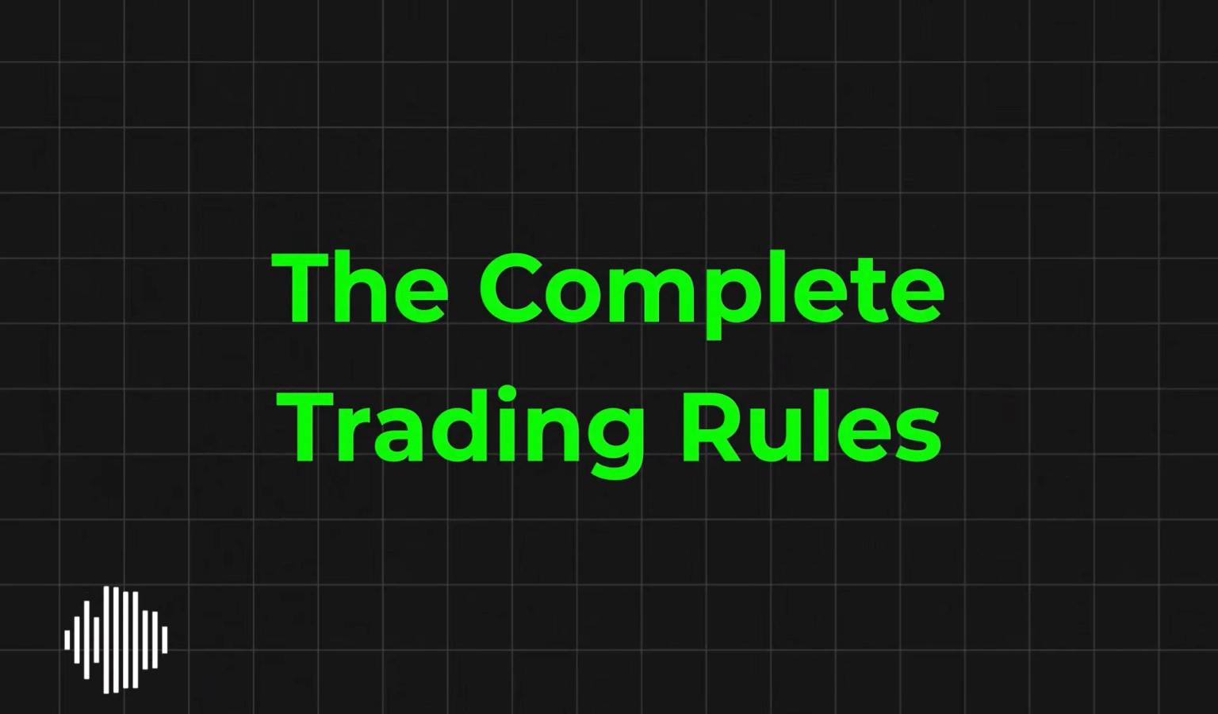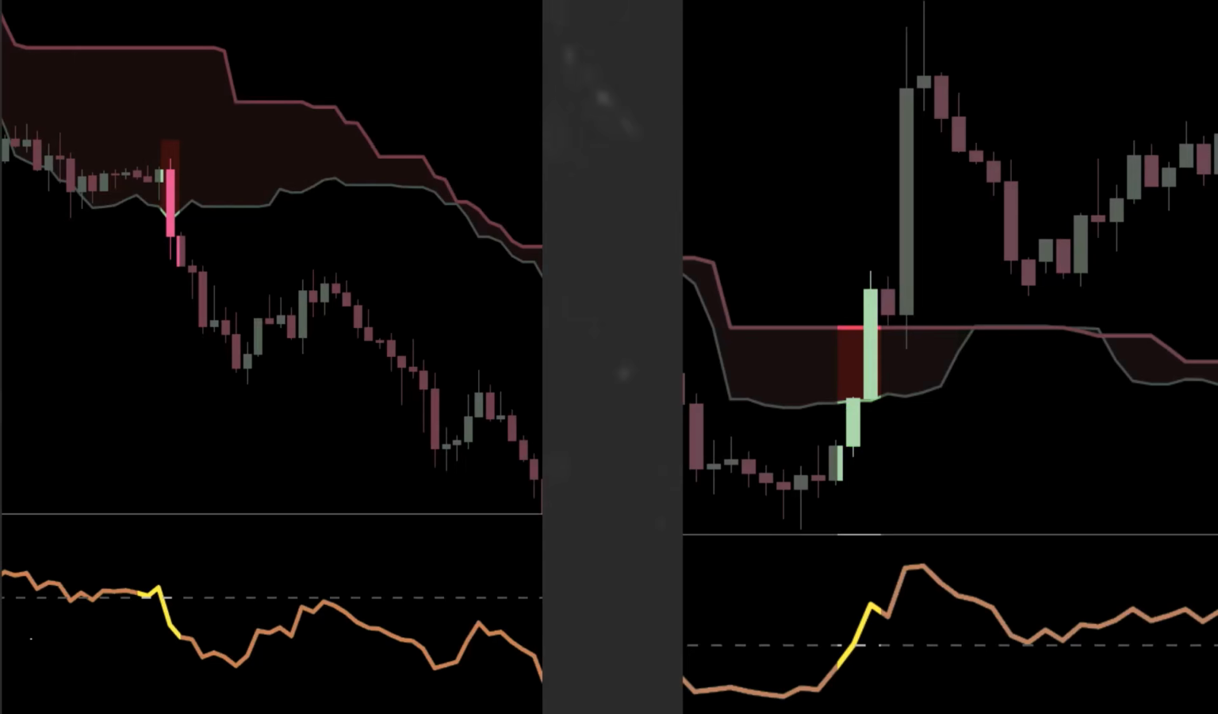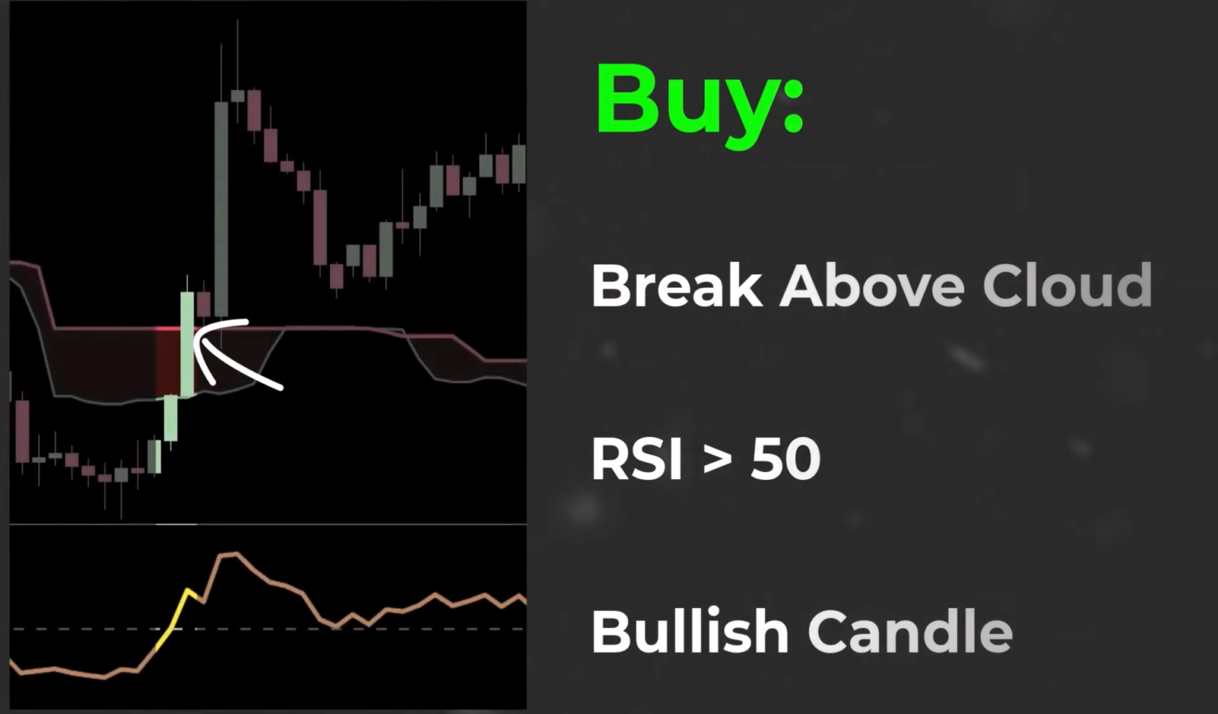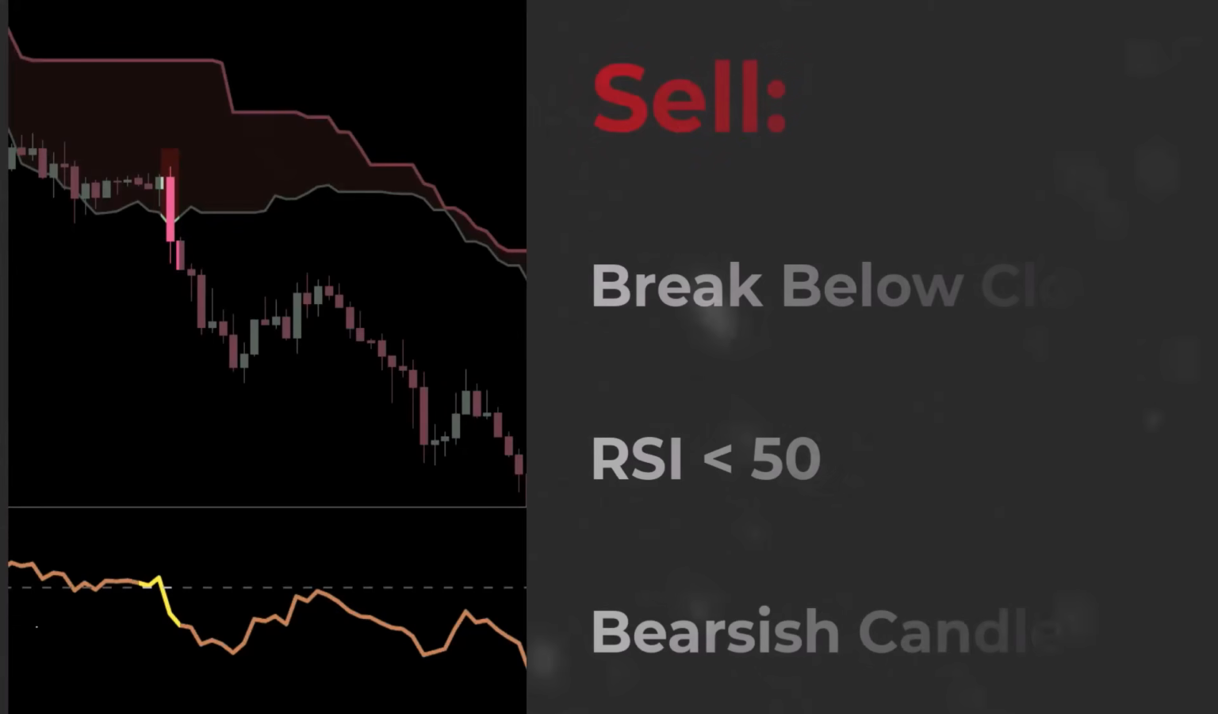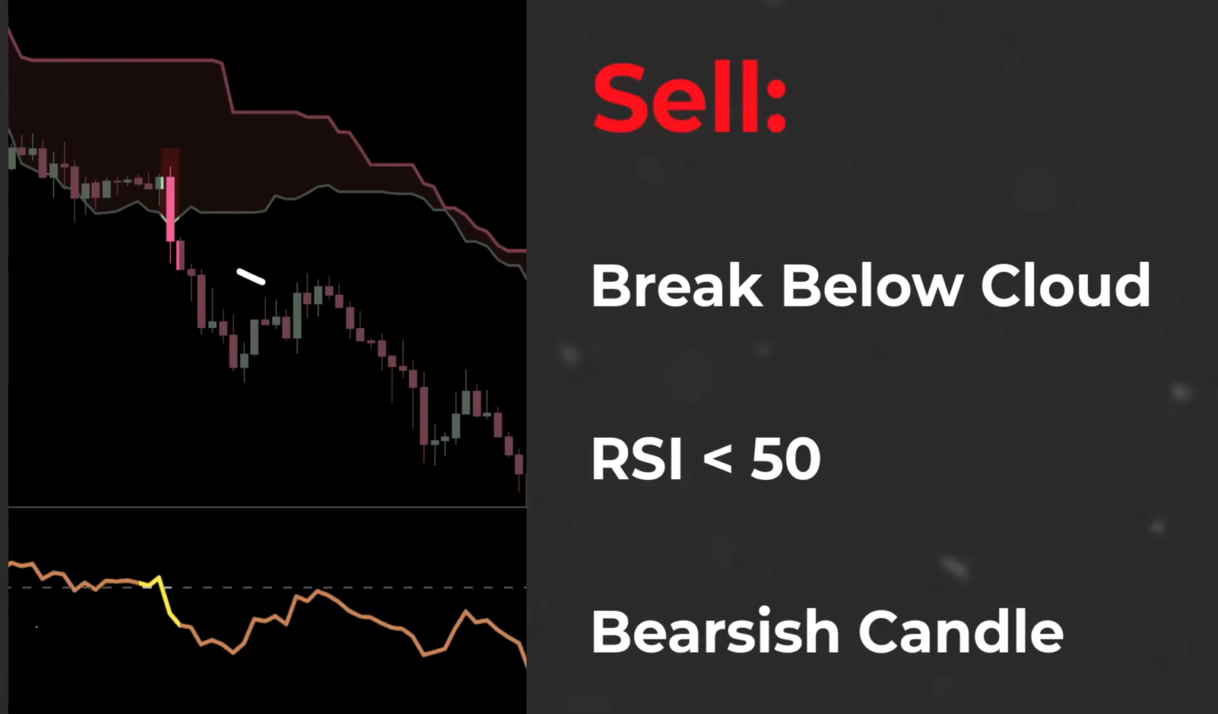The complete trading rules. Let's quickly review the rules of the strategy. For a buy trade, first, price breaks and closes above the Ichimoku Cloud. Second, RSI crosses above 50, confirming bullish momentum. Third, we wait for a bullish confirmation candle before entering the trade. For a sell trade, we'll look for the opposite conditions. Price breaks and closes below the cloud. RSI moves below 50 and we get bearish candle confirmation. That's the complete idea behind this strategy.